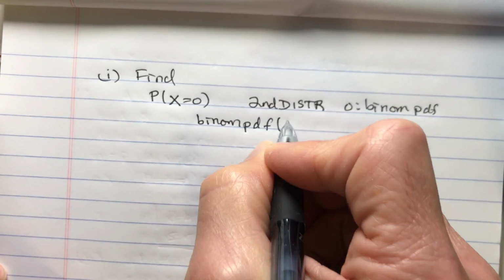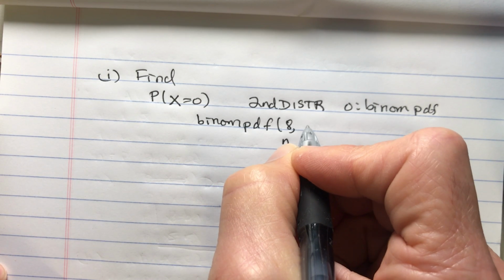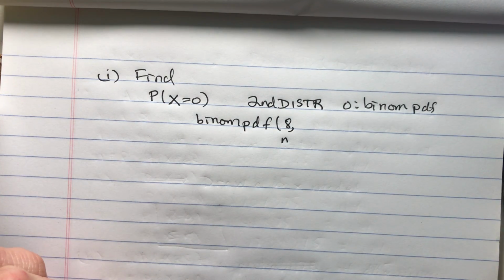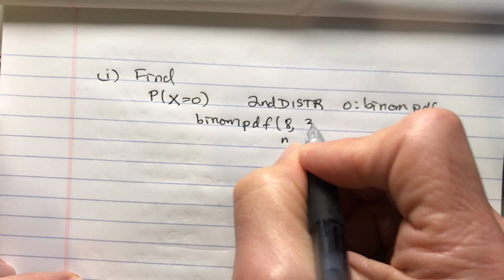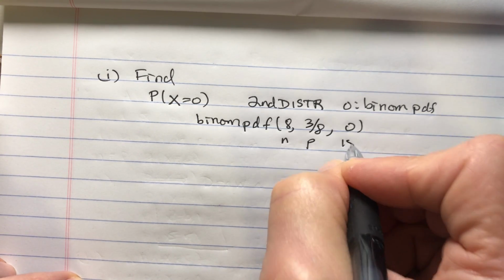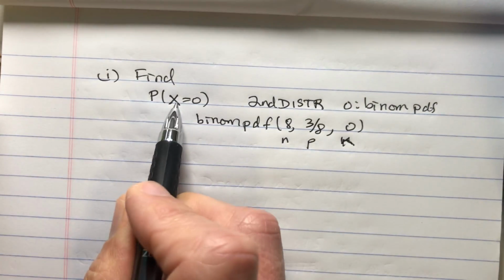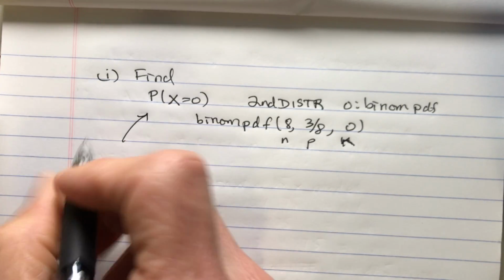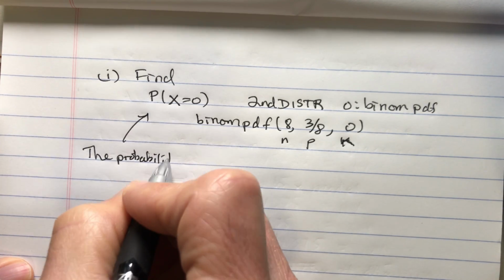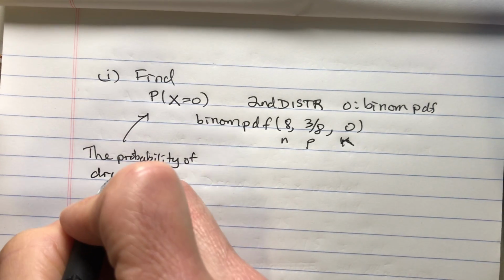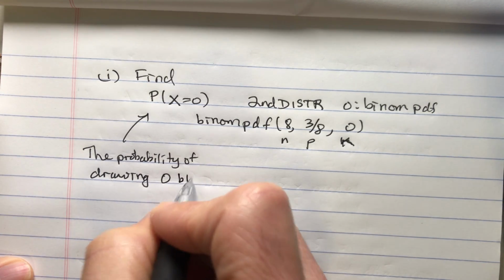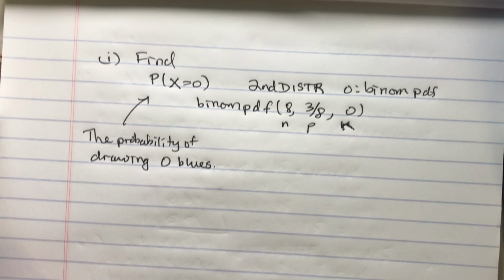Okay, and then I'm going to put in 8, because that's n. How many? There's 3 out of 8 marbles that are blue. That's p. And then 0 is the number we're looking at. Okay, so what does this mean? This is the probability of drawing 0 blues, which is the same as 8 reds.